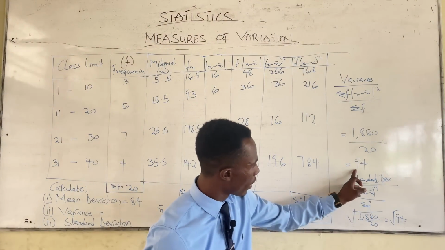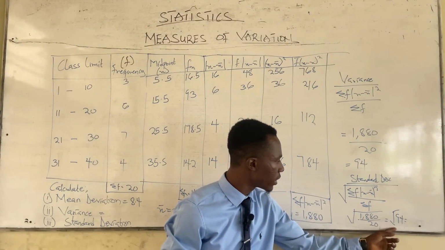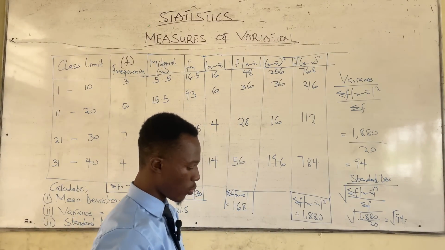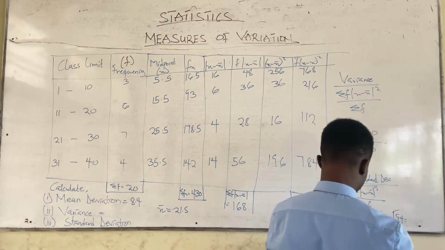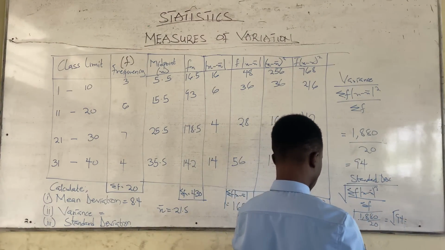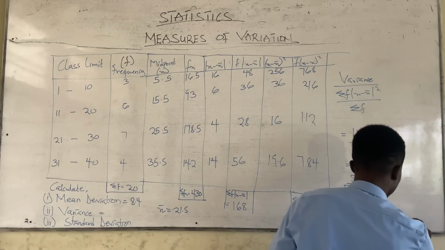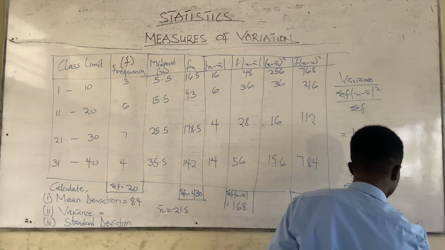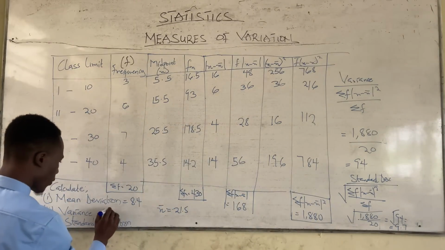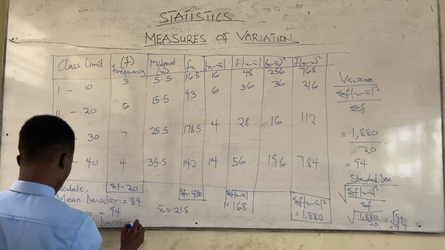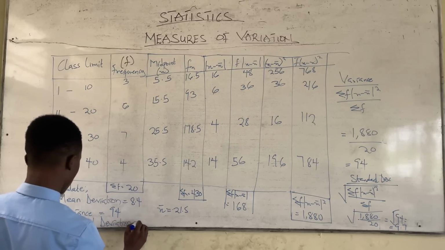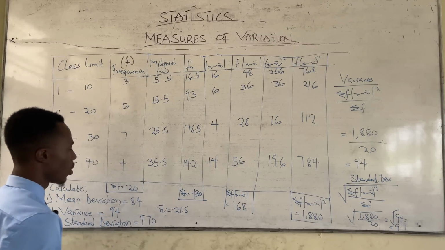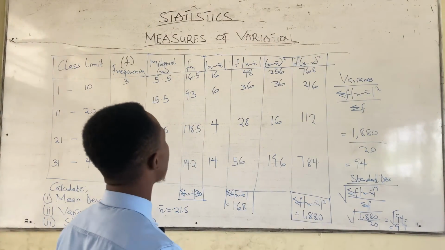So you see, that is why I said anytime you get the answer for variance, you just square root it to get the standard deviation. So square root of 94 will give you 9.65. So to 2 decimal place is 9.7. So our standard deviation is equal to 9.7. So our variance is 94, and standard deviation is 9.695. So 9.70. Okay, so this is the group data for measures of variation.